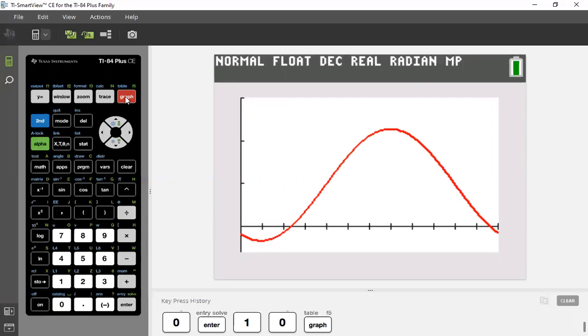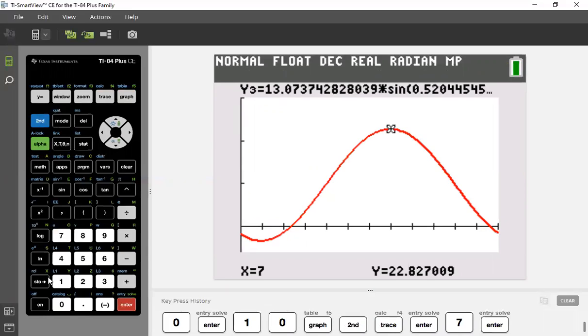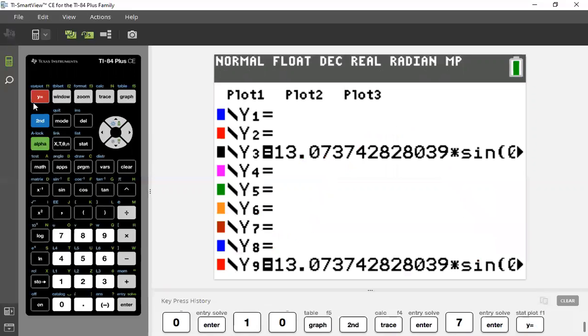So what would the temperature be on the 7th month? Well, then I would go second, calc, value, and on the 7th month, enter. The average temperature at that point would be 22.8 degrees. And what if it said, when was the temperature 20 degrees for the first time?